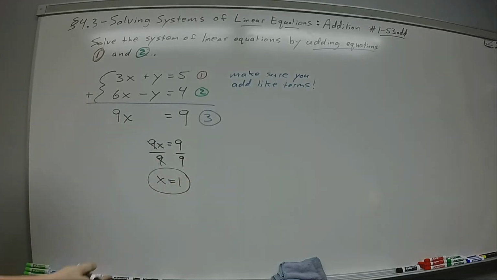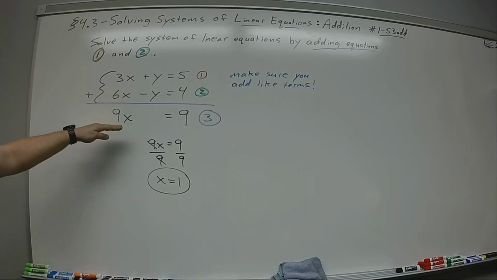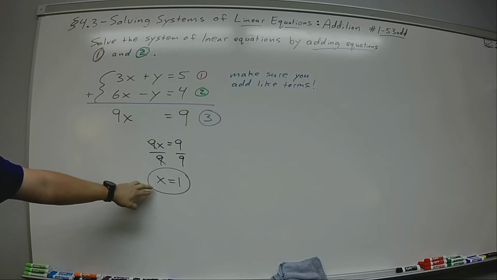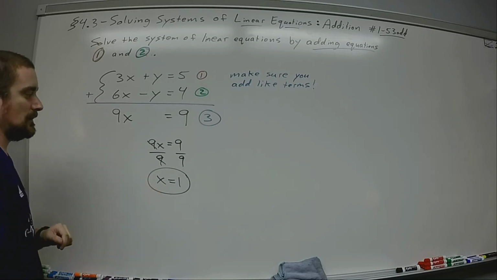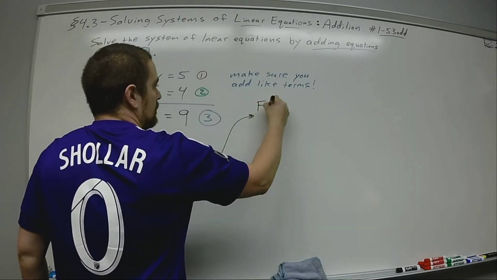And you see how quickly I pick up that first part of my solution. Again, the solution is an ordered pair, so we still have to go back and find y. But it does give me that first part of my solution. So I added these two together and got a nice equation with one variable. I solved that one variable. This must be the x that solves my system. Now we need to go find y.